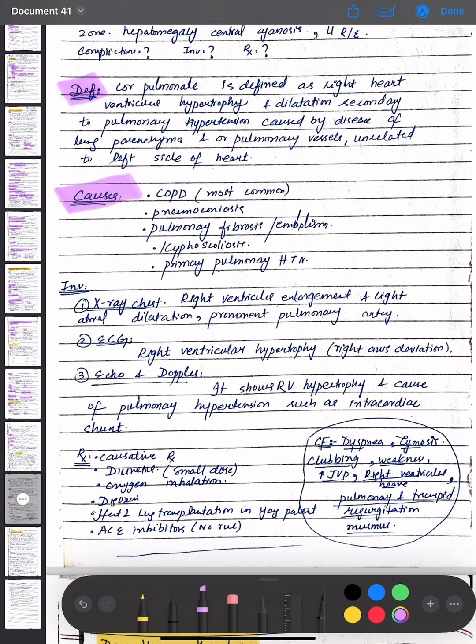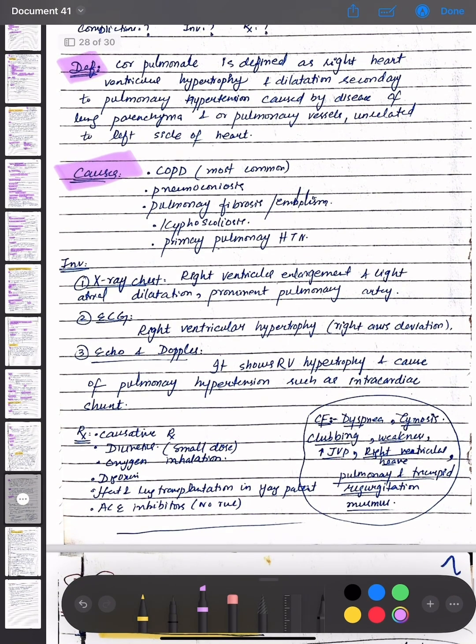and primary pulmonary hypertension. The investigations for cor pulmonale are X-ray chest, which shows right ventricular enlargement, right atrial dilatation, and prominent pulmonary artery; then ECG, which shows right ventricular hypertrophy and right axis deviation; then echo and Doppler. It shows right ventricular hypertrophy and causes of pulmonary hypertension such as intracardiac shunt.